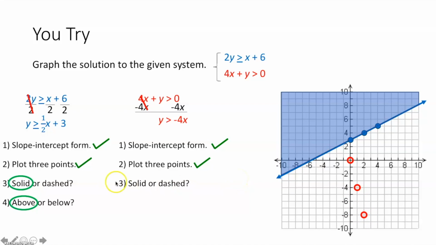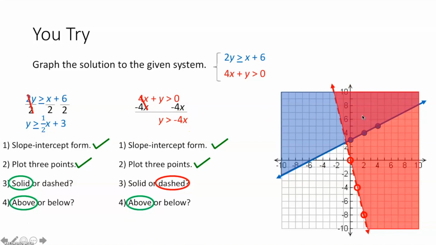We can then decide, are we going to have a solid or dashed line? Since there is no equal sign here, we have a dashed line. That again indicates that the points on this line would not make this inequality true. Next, are we going to shade above or below this line? Since our inequality symbol is eating our y, that means we want all the y values greater than our line, so we're going to shade above this given line.